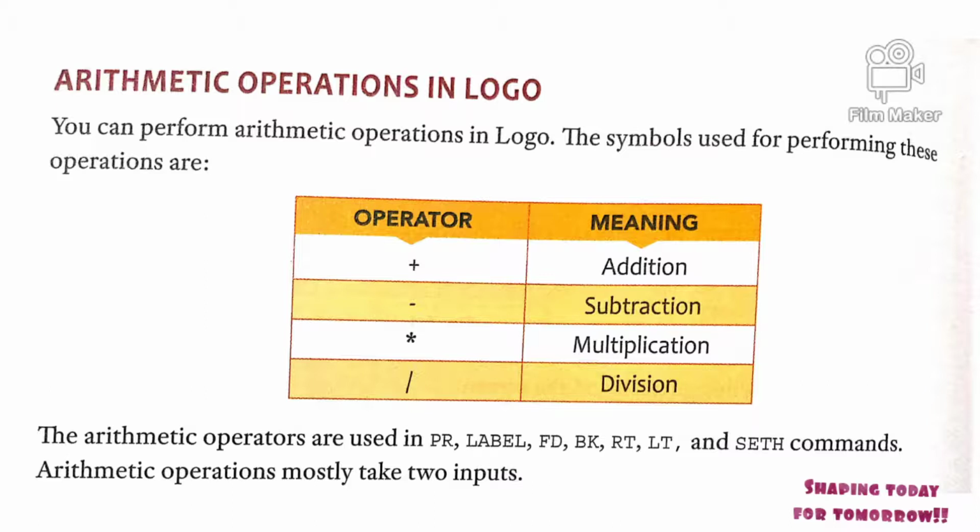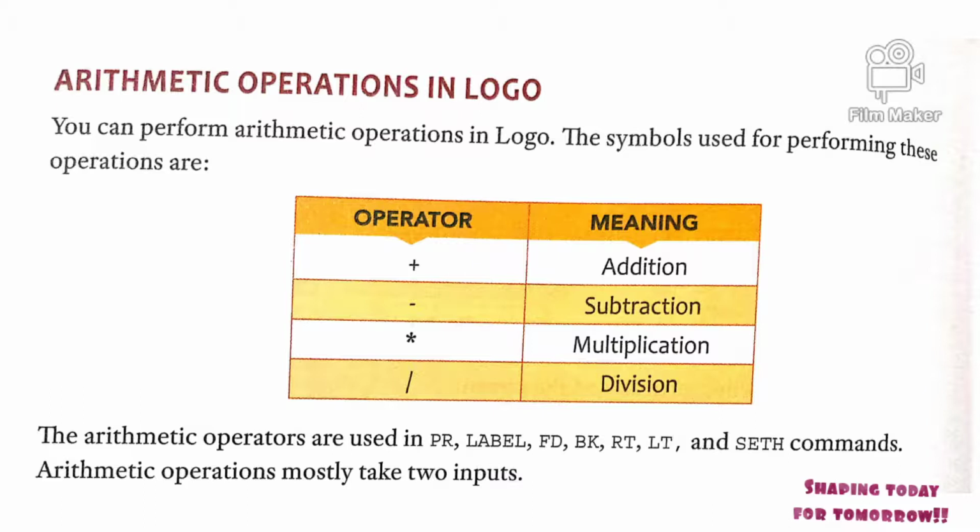Now the next topic is arithmetic operations in Logo. You can perform arithmetic operations in Logo. The symbols used for performing these operations are given in a table in orange, white and yellow color. On one side it is written operator and on the second side it is the meaning. So let's see what each symbol means. The first symbol is of addition, the second symbol is of subtraction, the third symbol is of multiplication, and the fourth symbol is of division.